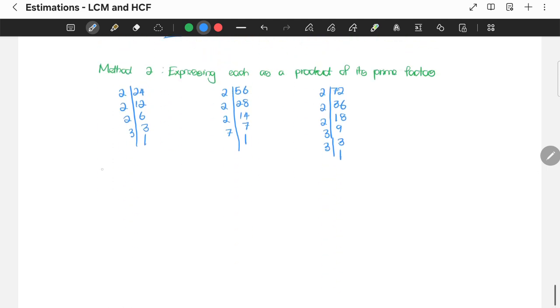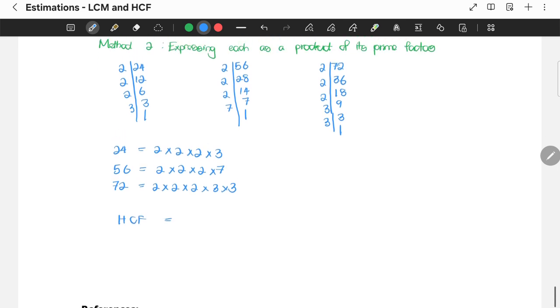So now that we know that 24 is equal to 2 times 2 times 2 times 3, and 56 is equal to 2 times 2 times 2 times 7, while 72 is equal to 2 times 2 times 2 times 3 times 3. What is the highest common factor, right? So we need to look at factors that are common in these three. So 2, to start with, is common in all. Again, 2 is common in all three. Again, 2 is common in all three. And that's it. All right, and 2 times 2, that's 4 times 2, that's 8.